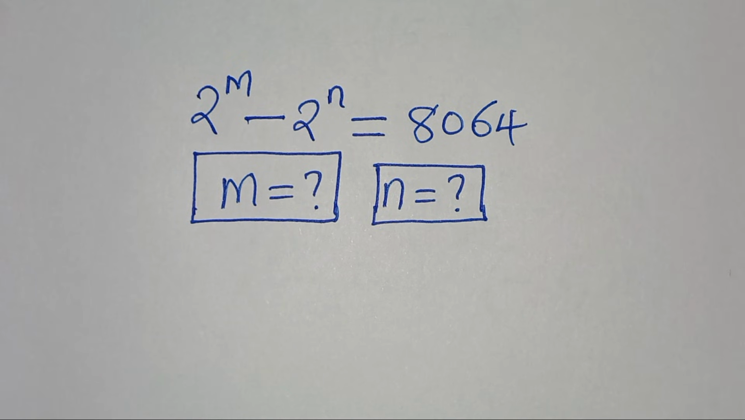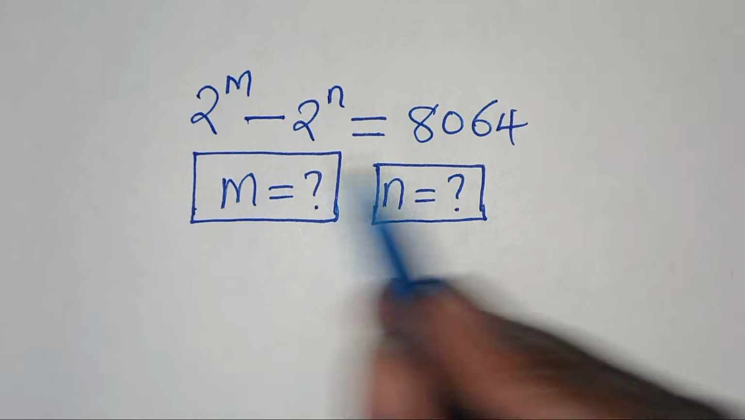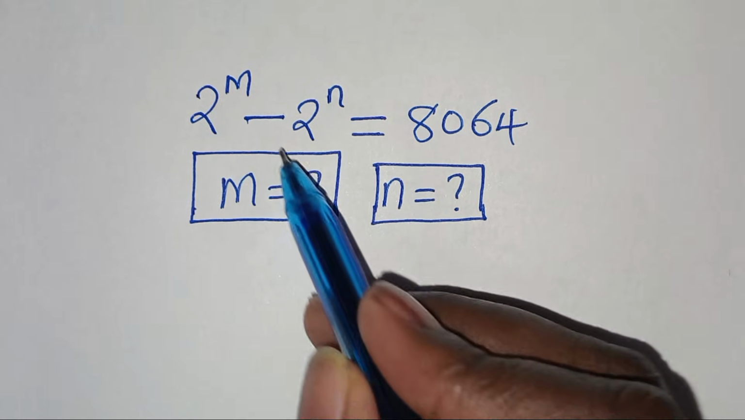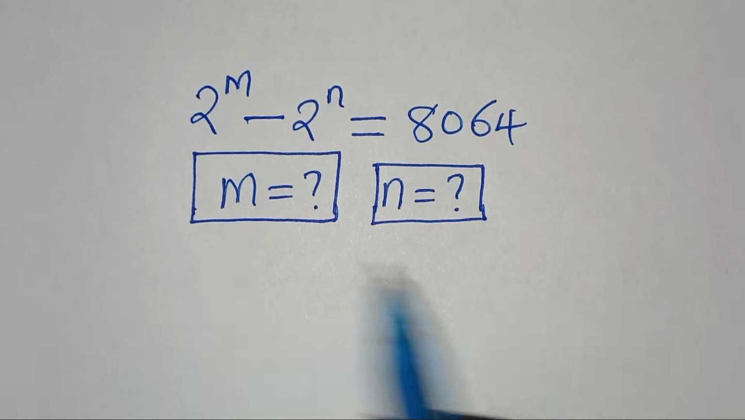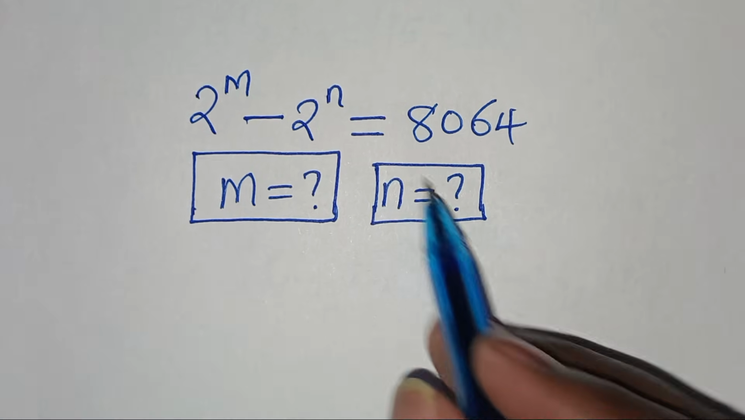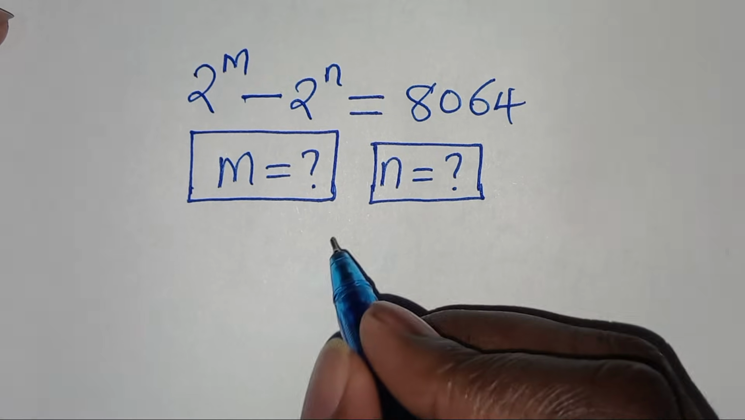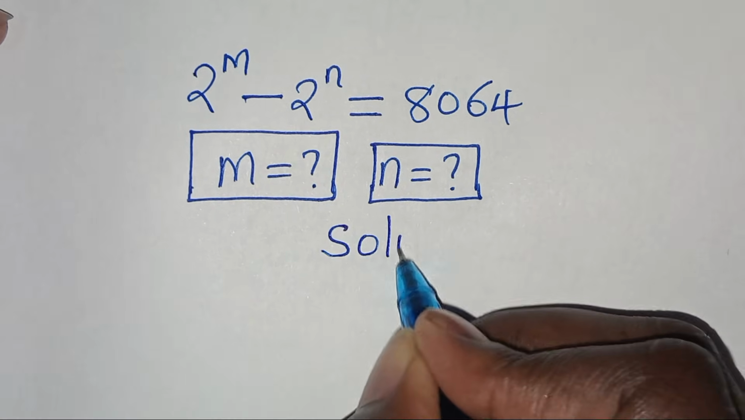Hello everyone, you're welcome to solve this nice algebra problem, which is 2 to the power of m minus 2 to the power of n. This is equal to 8064. So what is the value of m and what is the value of n? Now let's provide a solution from here.